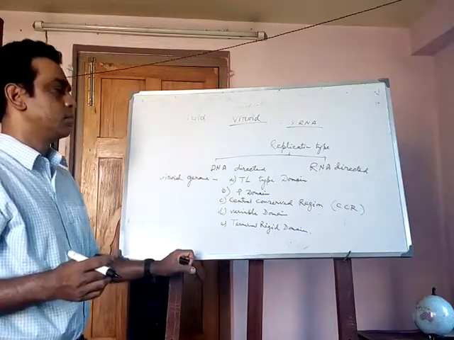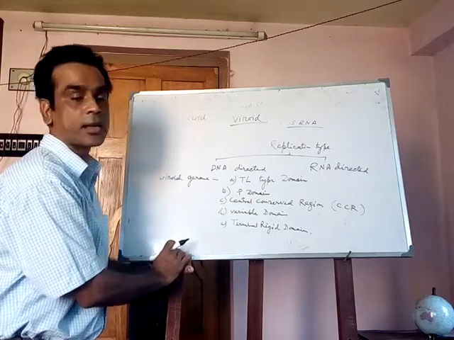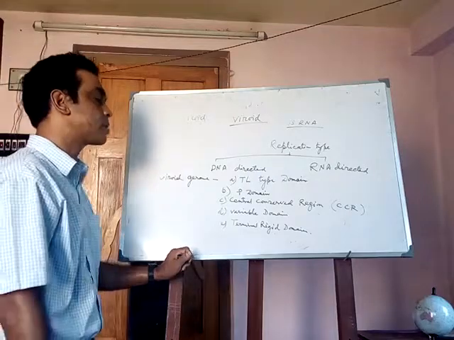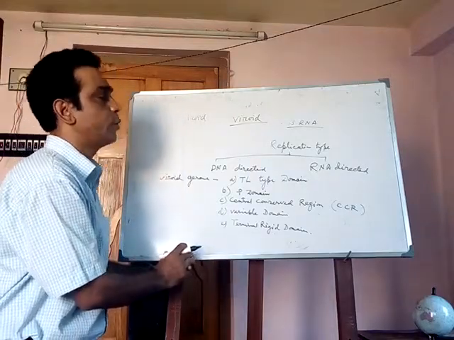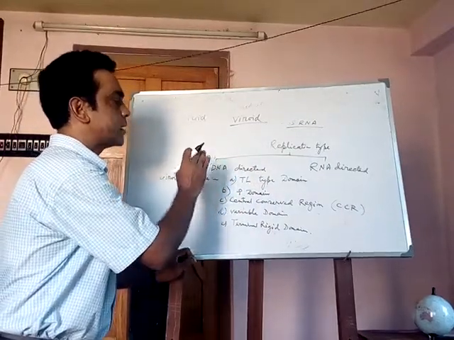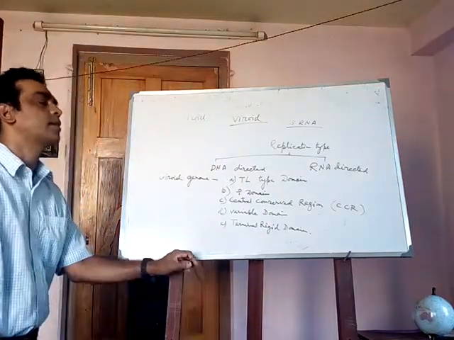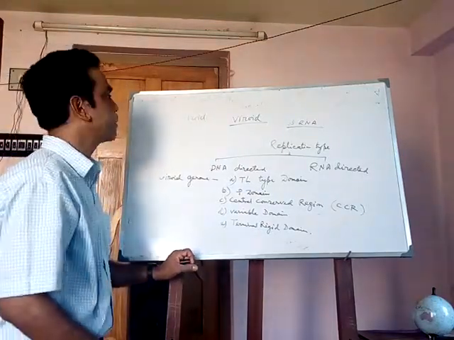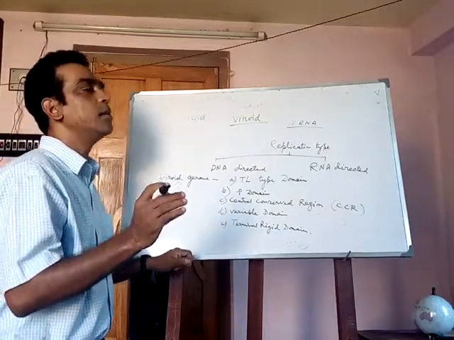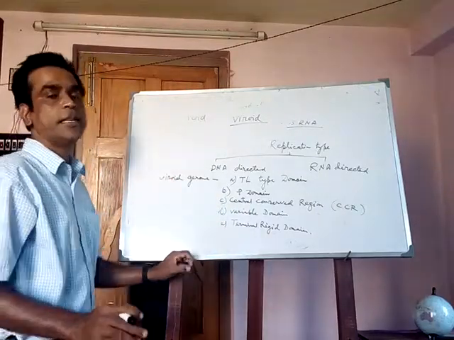Now we repeat the types of domains of the viroid genome, that is the TL domain, the P domain, the central conserved region, the variable domain, and the terminal rigid domain. And the replication types of the viroid are two, that is DNA directed and RNA directed. The viroid nucleic acid is always single strand RNA. What is the difference between virus and viroid? Viroids are only the RNA type, but viruses are of two types, DNA and RNA.